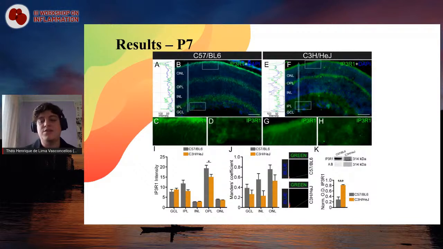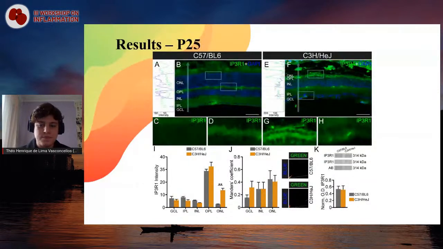Compared to its gene control at the age of P7, accumulation of this receptor is observed in the photoreceptor segments of the wild-type animals, while in RD1 animals the accumulation is close to the nucleus. Also, at this age, the RD1 animal demonstrates high protein levels compared to the wild-type. At P14, we observed no statistical difference between the models, whereas in advanced degeneration, we observed an increase in the intensity of IP3R1 in the ONL when compared to the wild-type animal.